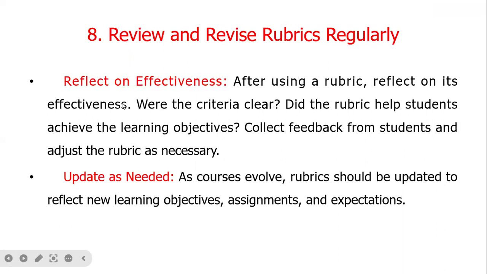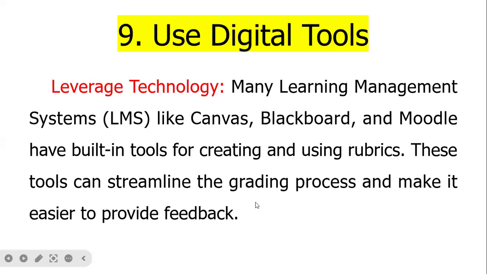Reflect on effectiveness. After using the rubric, reflect on its effectiveness. Were the criteria clear? Did the rubric help students achieve the learning objectives? Collect feedback from the students and adjust the rubrics as necessary. Update as needed as the course evolves. Rubrics should be updated to reflect new learning objectives, assignments, and expectations.